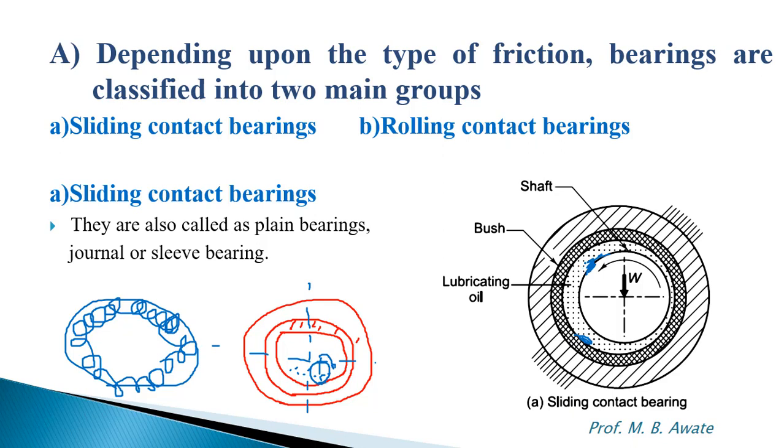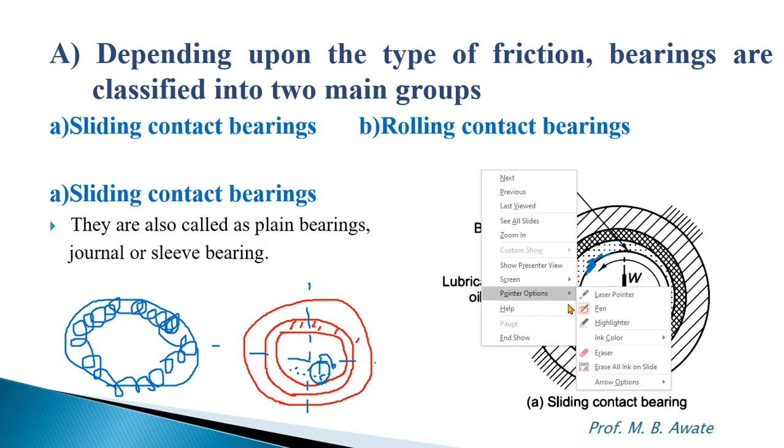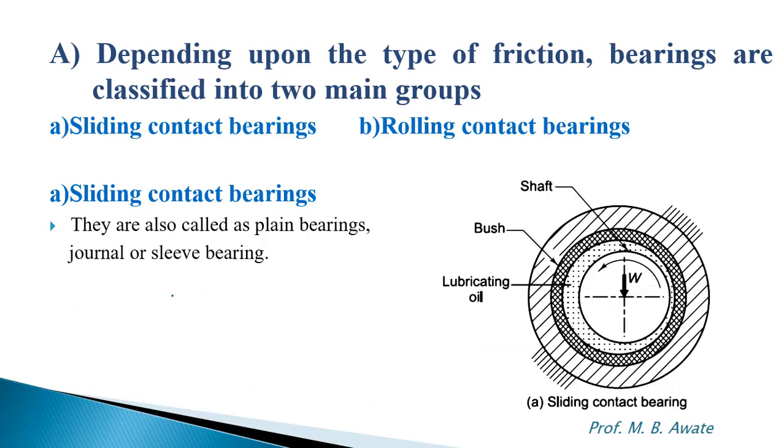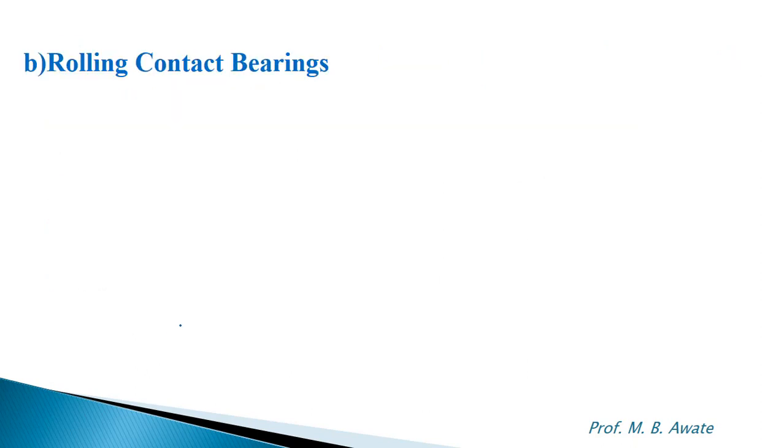So to minimize this wear and tear, and minimize the temperature and friction, the lubricating oil is placed in between the shaft and the bush. Okay, and the type of contact between these two elements is of sliding type, that's why it is called a sliding contact bearing. So see here, the contacting surfaces make a sliding contact, that's why it is called a sliding contact bearing.